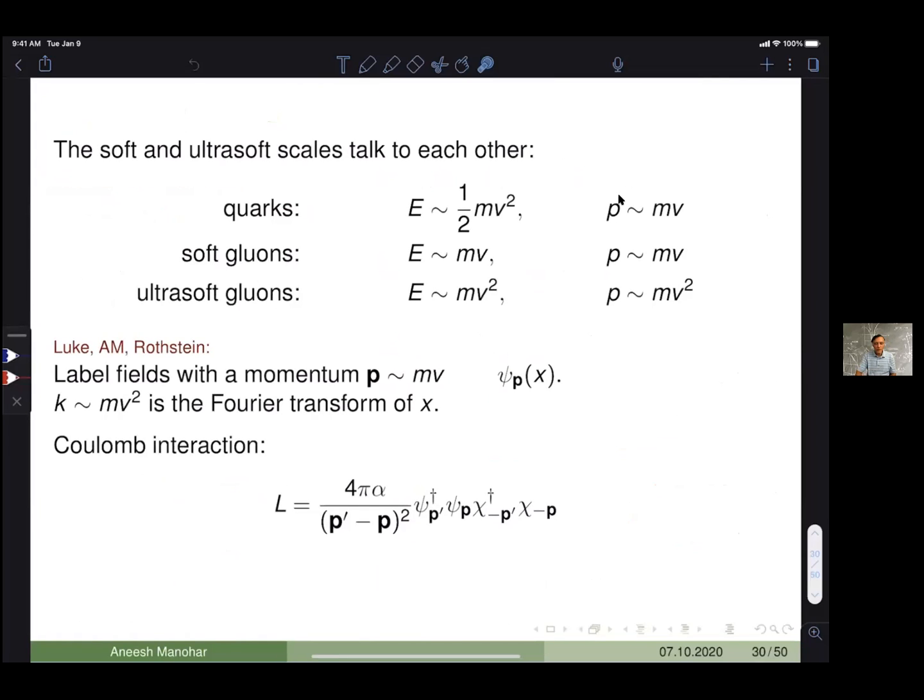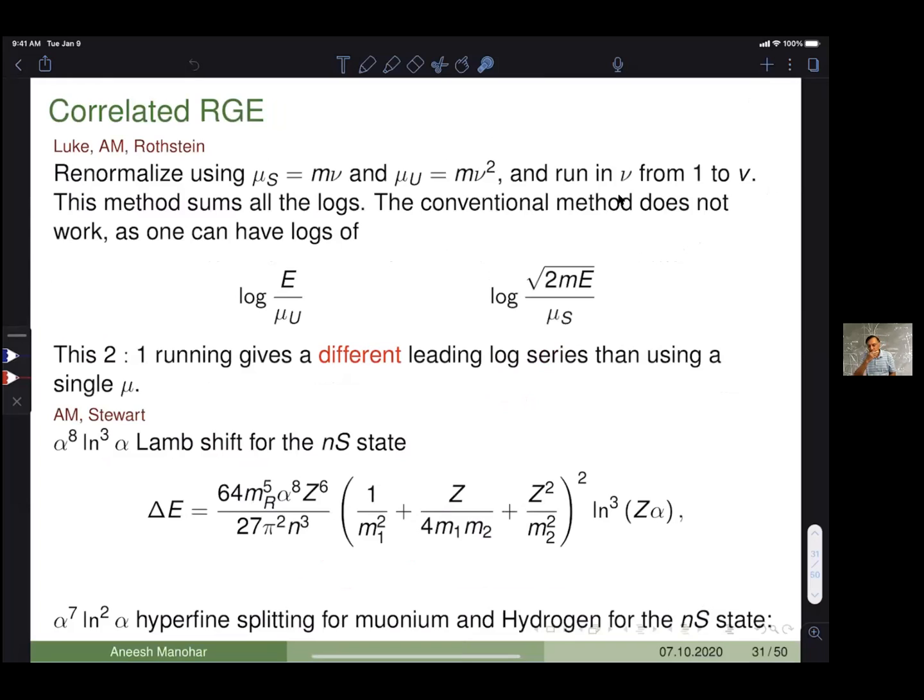The solution we proposed was to label fields by the momentum value, P, and then have the Fourier transform of X be the energy. And if you do this, the Coulomb interaction, for example, can be written as a local operator like this, where this is the Fourier transform of 1 over R. And one of the things we realized was that when you start doing loop effects, you get 2 kinds of logarithms. You get logarithms of the energy. And when you do potential loops, you get logs of square root of 2mE. And it's not possible to pick one mu to make both logs small at the same time.